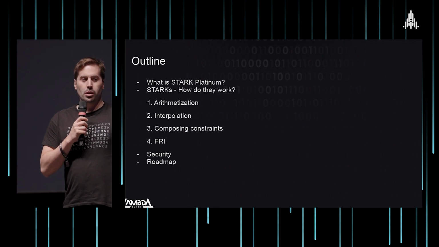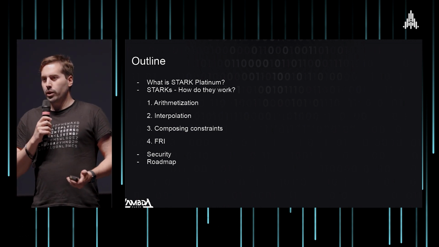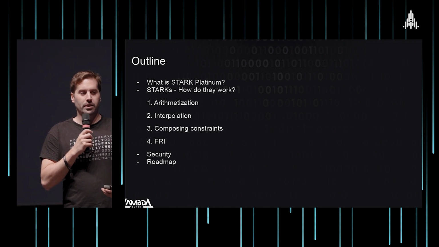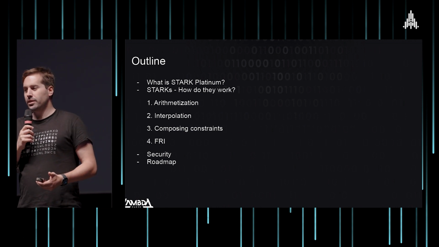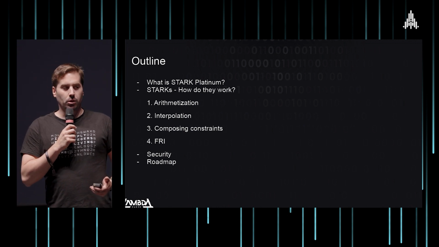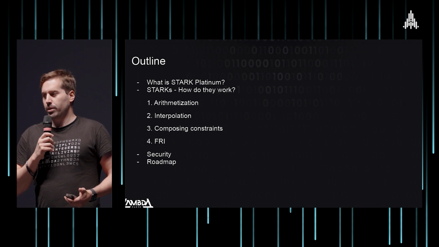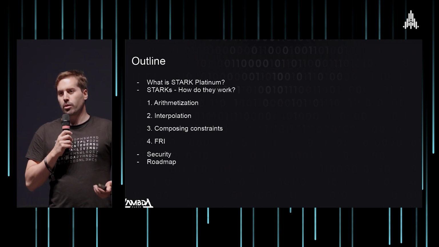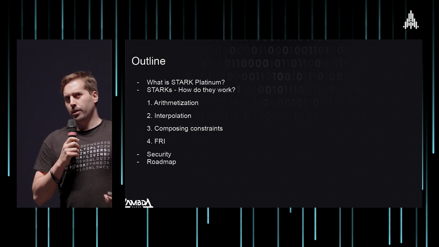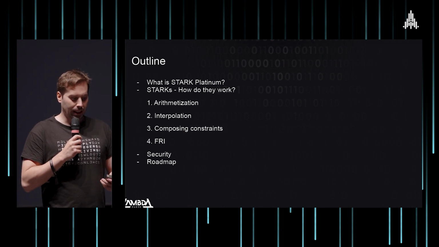First, we're going to speak about what Stark Platinum is. Then we are going to talk about Starks, and there we will see the main steps: arithmetization, interpolation, composing constraints, the FRI protocol. Then we will talk a little bit about the security, and then the roadmap, because right now we are working towards full compatibility with the Stone Prover, which is Starknet's current prover, and we want to make some optimizations also, so we can talk a little bit about the roadmap.